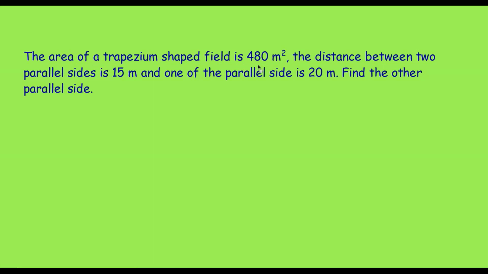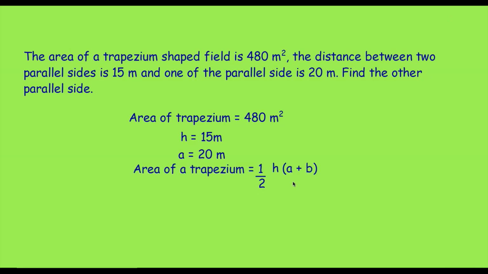Here you have another question. The area of a trapezium-shaped field is 480 meters square. The distance between the two parallel sides is 15 meters and one of the parallel sides is 20 meters. Find the other parallel side. Here the area of the trapezium is given as 480 meters square, the height, that is the distance between the two parallel sides, is 15 meters, and one of the sides is given as 20 meters. That a you can take as 20 meters. So we have to find b.